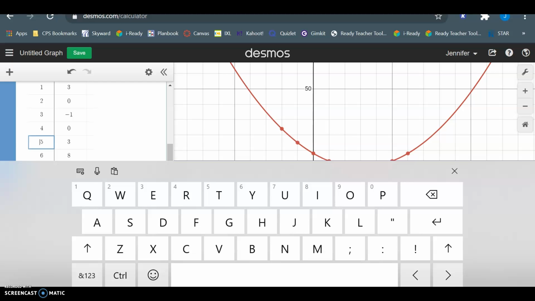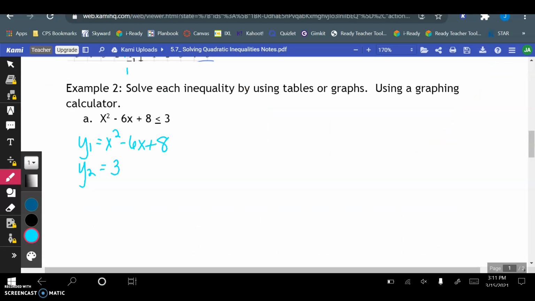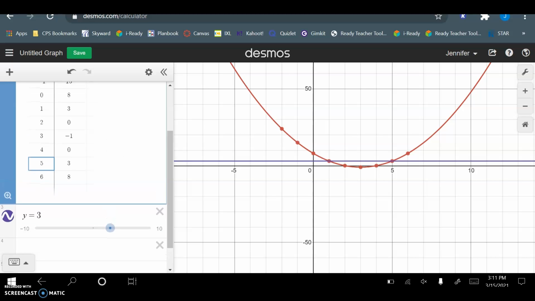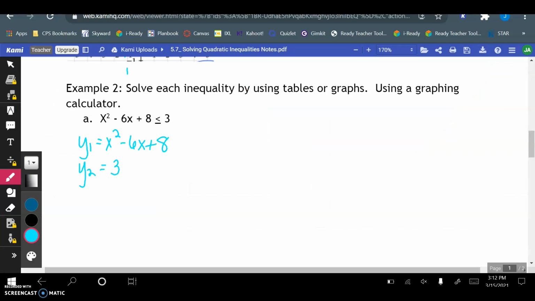So we want to know when x squared minus 6x plus 8 is less than or equal to 3. Based on this, smaller than 3 or equal to 3 is anywhere between 1 and 5. So we would write 1 is less than or equal to x, which is less than or equal to 5. In other words, x has to be between 1 and 5.